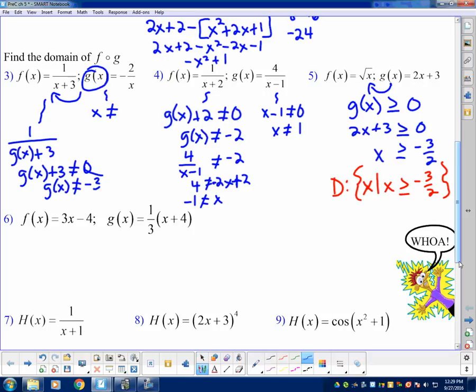F composed of g. So f of g of x means taking this thing and cramming it into the f of x function for x. It's not that bad, though. Watch this. We're going to plug this in. Because 3 times 1/3 is 1. So this cancels out, leaving just x plus 4 minus 4, which is x.